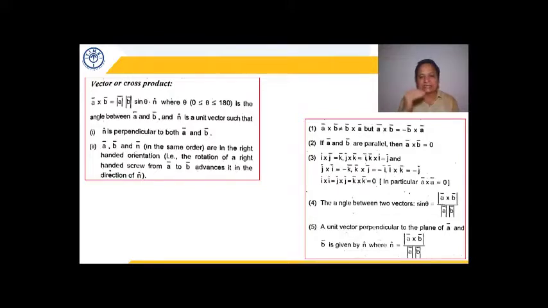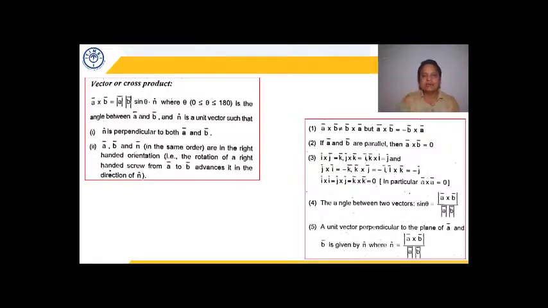Fourth point, for the angle between two vectors, sine theta is modulus of A cross B divided by modulus of A multiplied by modulus of B vector. Fifth, a unit vector perpendicular to the plane of A vector and B vector is given by eta, and eta is A vector cross B vector, that is modulus of A cross B divided by modulus of A vector modulus of B vector.